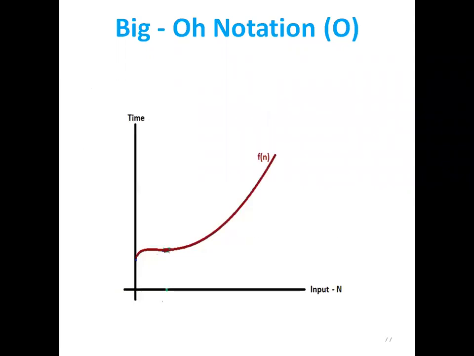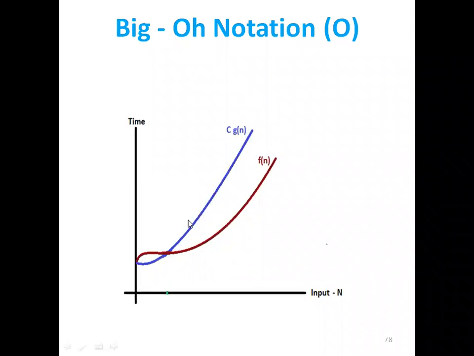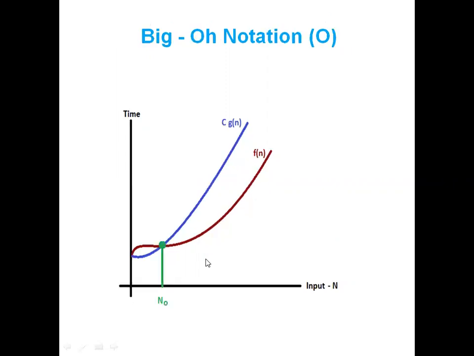Okay, we have seen the example. Suppose this is the graph drawn for the f of n function, and this is the graph drawn for the c into g of n function. Then this is the point where these two functions cross each other. This point is known as n0, the point at which these two functions cross each other.